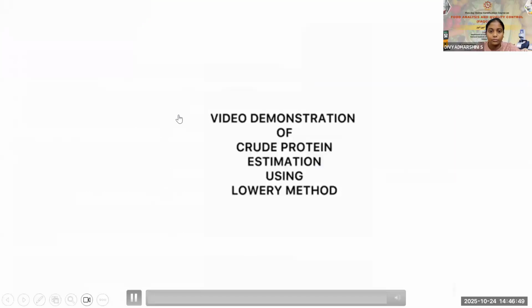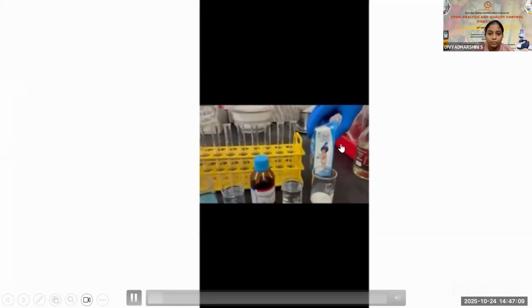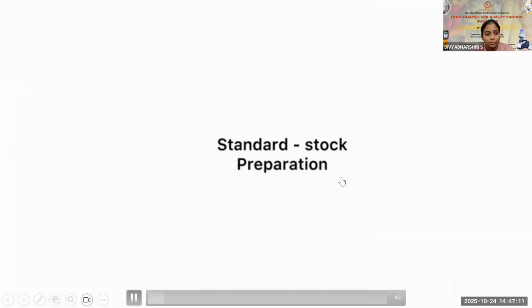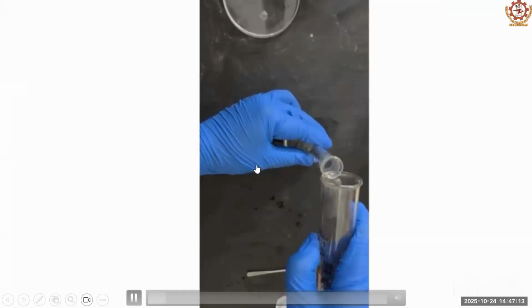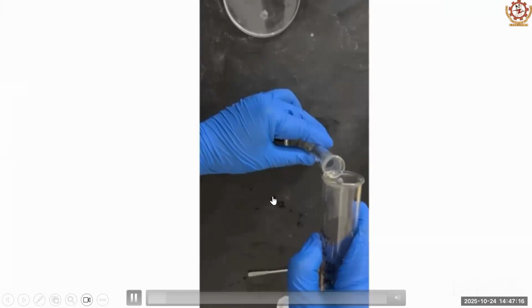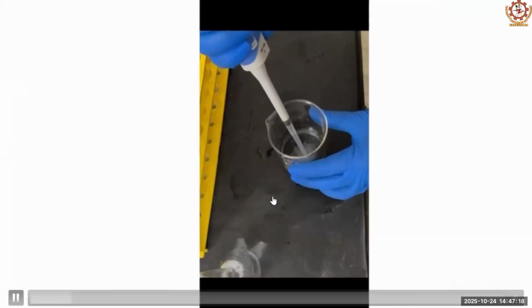We are seeing the video demonstration of crude protein estimation, starting with the experimental setup. All the test tubes and the beakers are clean and sterile, and the reagents are prepared, reagent A, B, C, and the reagent D, which is FC reagent using NaOH solution, and I have taken the milk as a sample. Starting with the standard stock preparation, I have taken 50 mg and diluted with 100 ml. From that, I have taken 10 ml and made up to 100 ml. From that, I am using as a standard.